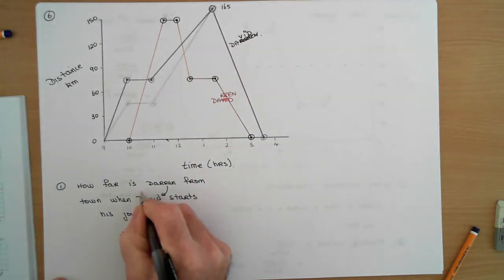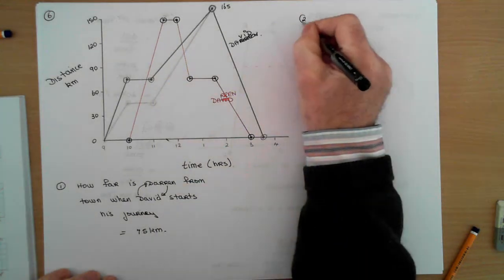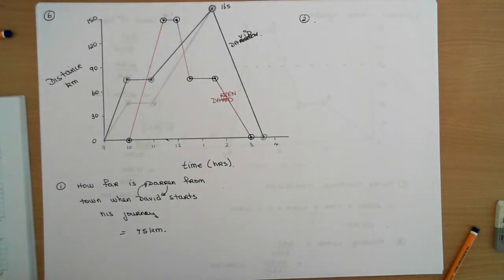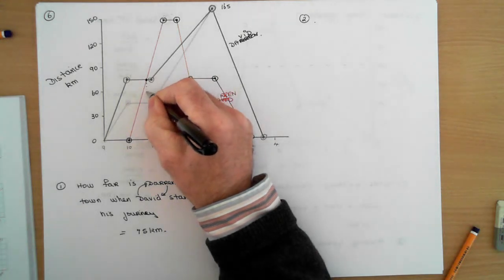They swap place. The answer is still 75 kilometres. Question 2. At approximately what time do their paths cross? Well, their paths cross there, don't they? What time would that be?